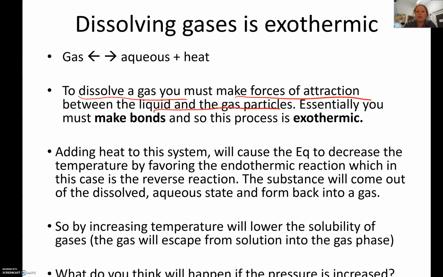So if you're trying to go from something that's got no forces of attraction between it to something where you're creating forces between the gas molecule and H2O, then you're making attractions, and therefore you're bond making, and so this process is exothermic. So this is quite cool, because this is just in real life. You can actually understand that if you dissolve a gas, energy is going to be released, and if you dissolve a liquid or a solid, energy is going to be absorbed.